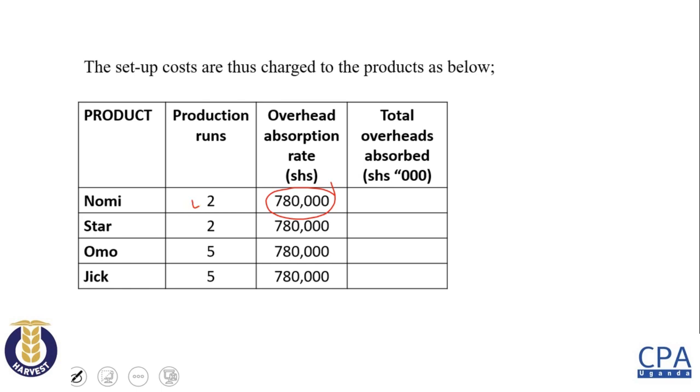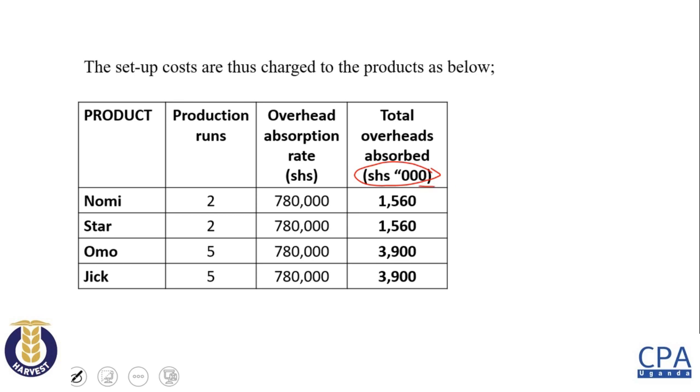So for NOMI, we multiply 2 times 780, and my calculator is returning a figure of 1,560,000. I'm maintaining the 3 zeros up there. STAR, the same figure will work for STAR, that is 1,560,000. For OMO and JIC, this is 5 times 780 for both of them, and the figure is 3,900,000, maintaining the 3 zeros on the top of our column there.